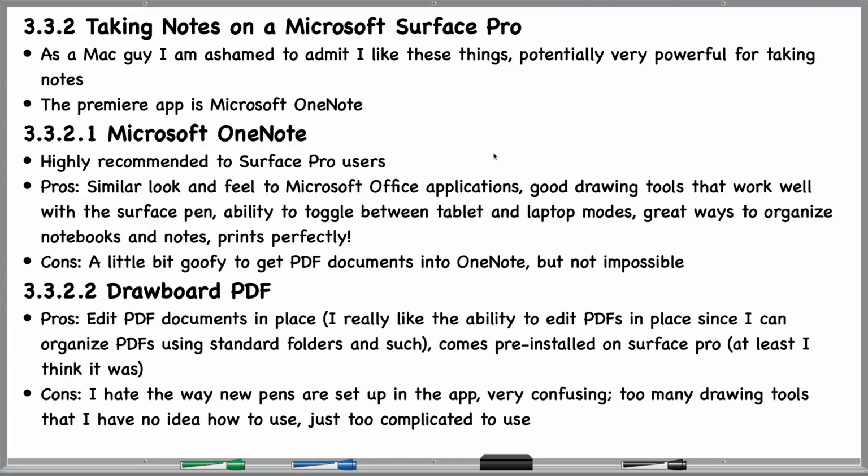And then the other one that comes, I believe, pre-installed on the Surface Pro is called Drawboard PDF. And you can edit the PDF documents in place. I really like that ability because I like to pre-place my PDF documents in organized folders and then just simply modify them by scribbling on them later, and it automatically saves. I don't like the way the pens are set up in that app. It's very confusing, too many drawing tools, and I just simply cannot figure out how to add tools to that.